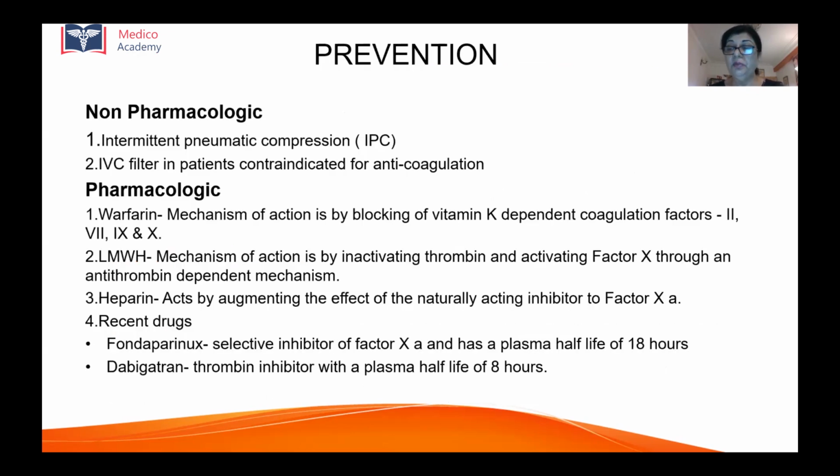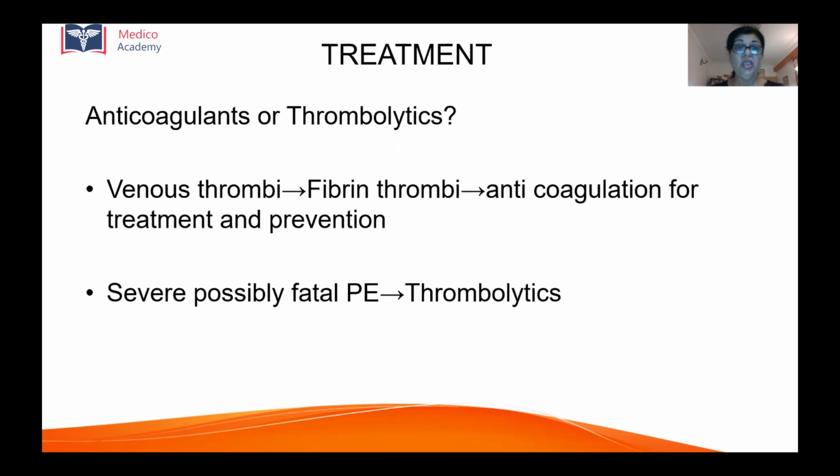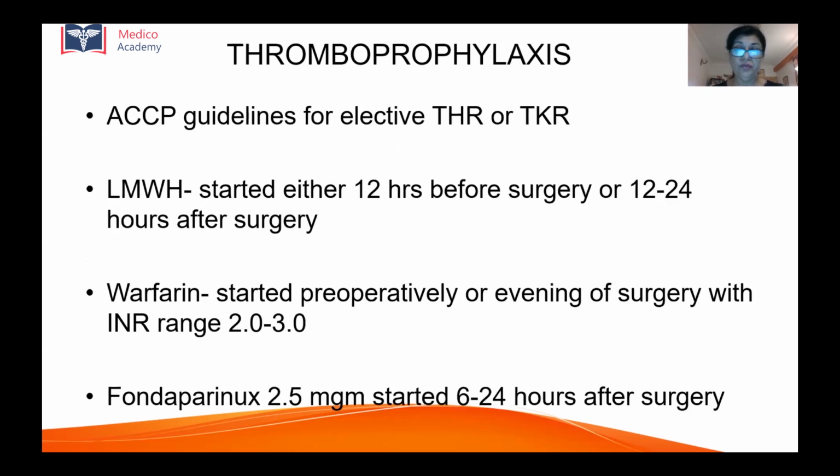It can be prevented by a non-pharmacological method and a pharmacological method. Non-pharmacological is intermittent pneumatic compression, and IVC filter in patients contraindicated for anticoagulation. Pharmacological is warfarin, low molecular weight heparin, and heparin. The recent drugs are fondaparinux and dabigatran. Now, the treatment may be anticoagulant or thrombolytic. If it is a venous thrombus, it may result in fibrin thrombi, so anticoagulation for treatment and prevention. If there is a severe, possibly fatal pulmonary embolism, then thrombolytics are required.